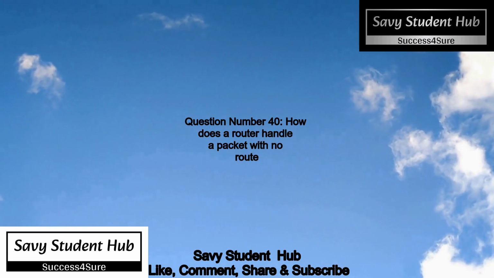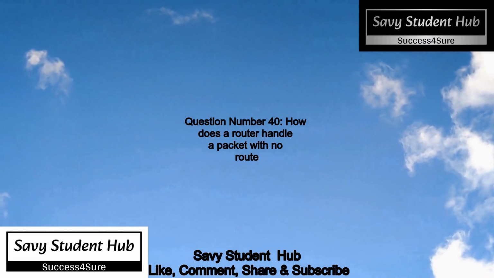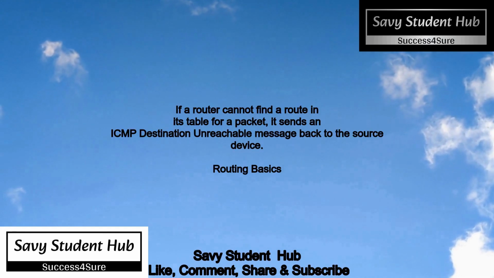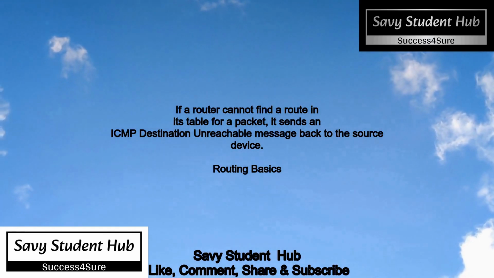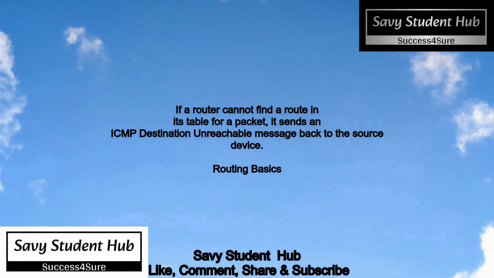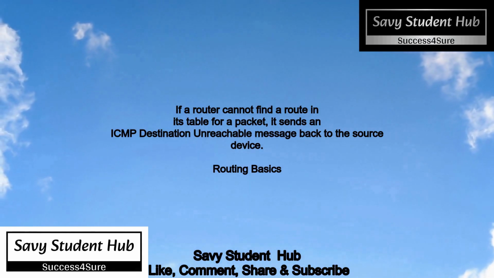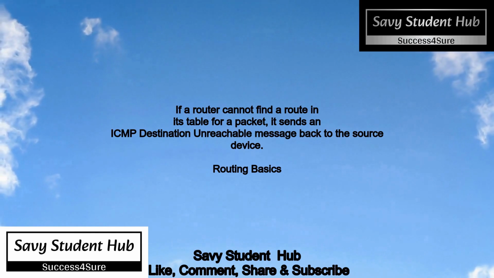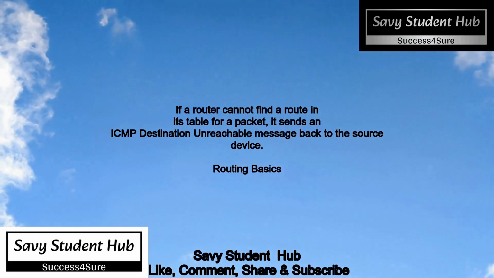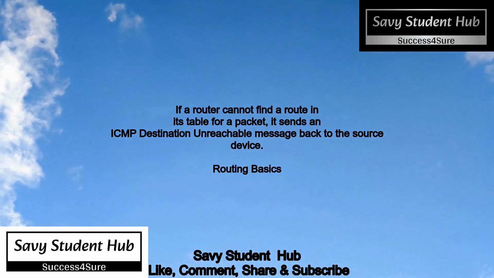Question number 40. How does a router handle a packet with no route? If a router cannot find a route in its table for a packet, it sends an ICMP destination unreachable message back to the source device.